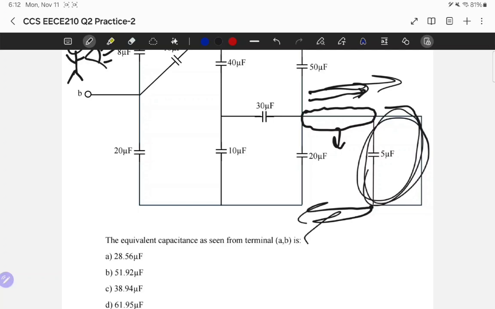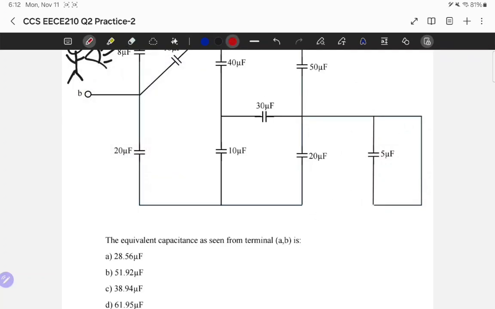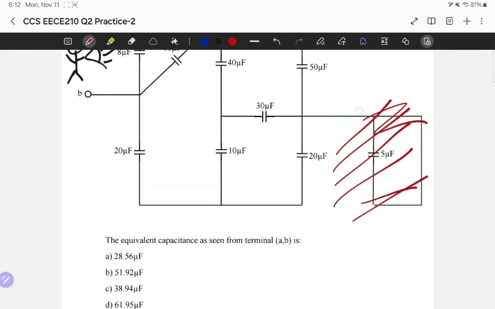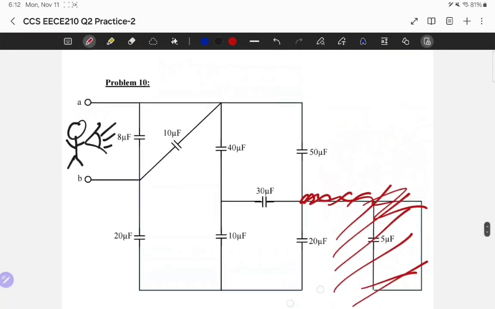So this portion of the circuit in here is useless. I can cancel it. So this right here doesn't exist. Okay, so my entire circuit is this box.